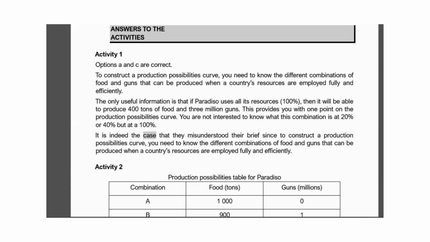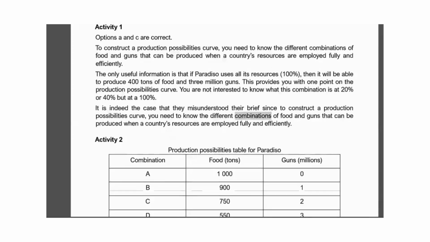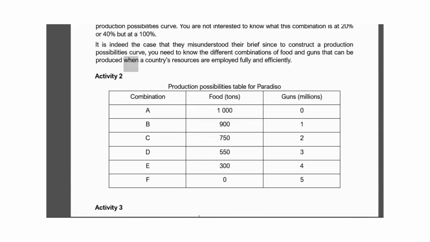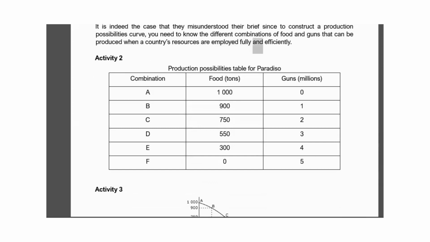It is indeed the case that they misunderstood their brief, since to construct a production possibilities curve, you need to know the different combinations of food and goods that can be produced when a country's resources are employed fully and efficiently.